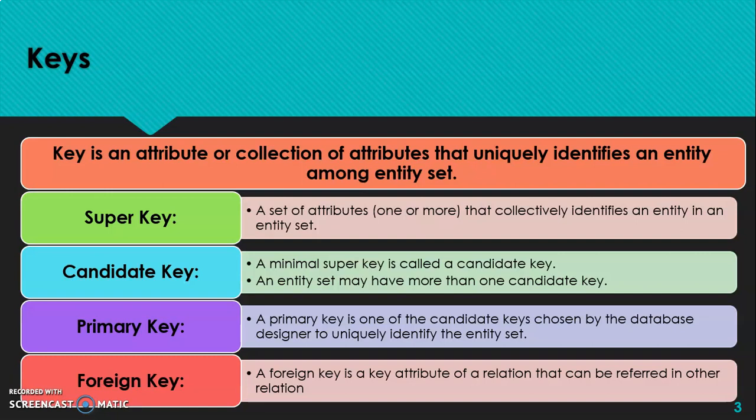Now an example of a primary key can be the enrollment number of a student. This enrollment number is unique for every student. Similarly, it can be an employee ID which is unique for every employee.